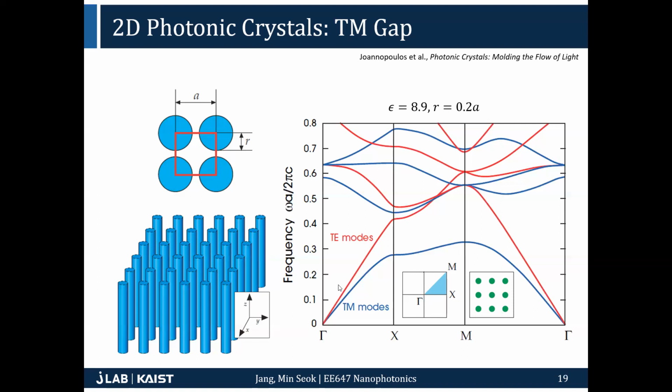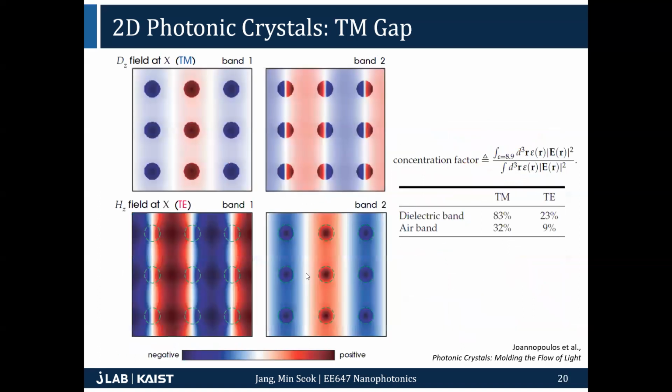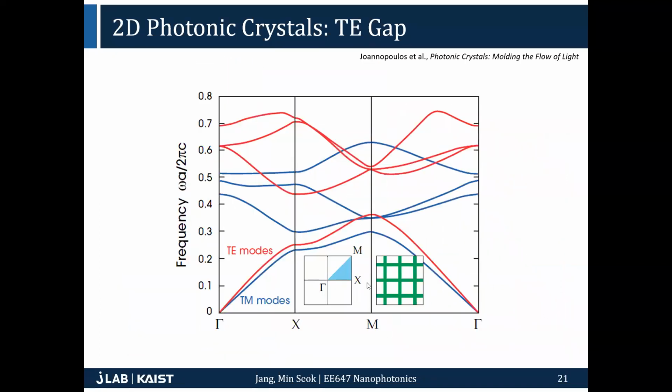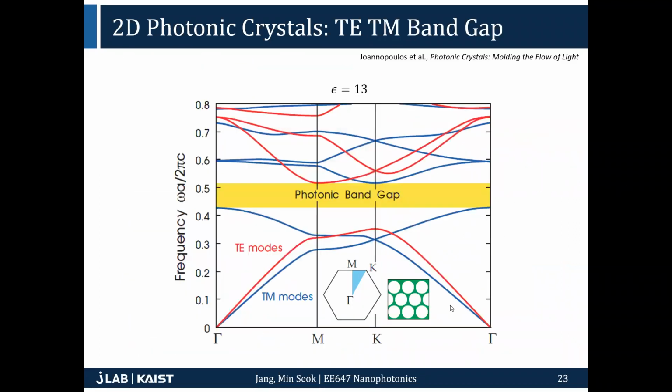And also you need to think about the polarization of the light, right? And then we argued that if you have periodically placed cylinders, you have a TM band gap, but the TE mode doesn't have a band gap. And the situation is the other way around if you have a fishnet type of structure. So in order to open a band gap for both TE and TM modes, we need this kind of hybrid structure.